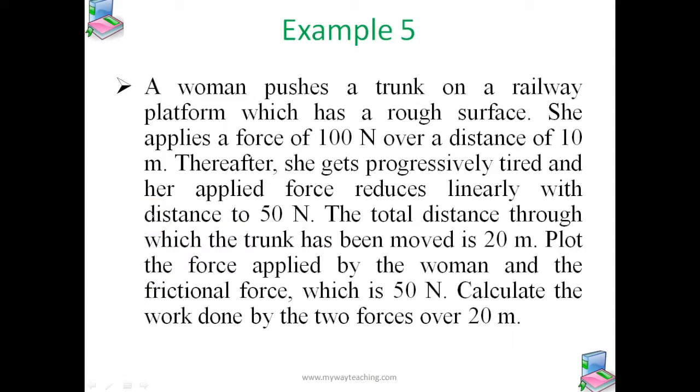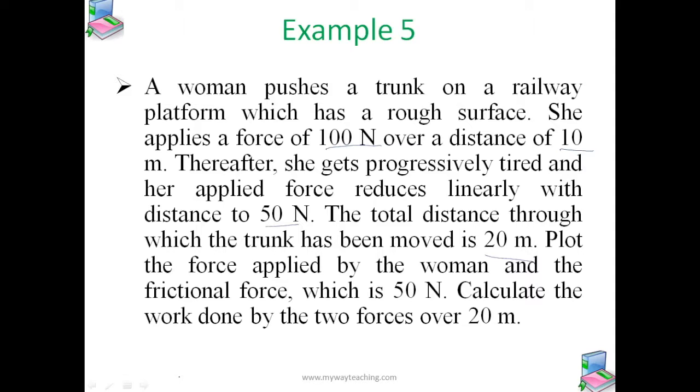So here is example 5. A woman pushes a trunk on a railway platform which has a rough surface. She applies a force of 100 Newton over a distance of 10 meters. Thereafter, she gets progressively tired and her applied force reduces linearly with the distance to 50 Newton. The total distance through which the trunk has been moved is 20 meters. Plot the force applied by the woman and the frictional force, which is 50 Newton. Calculate the work done by the two forces over 20 meters.